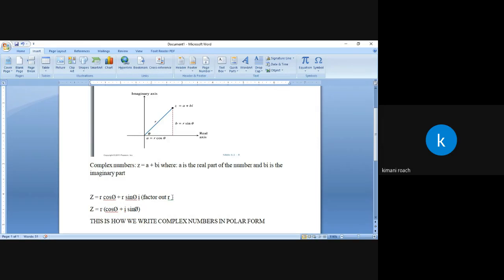And this was proven by De Moivre, and that's why it is called De Moivre's theorem. What we've just done is prove De Moivre's theorem of how we can express a complex number in polar form.